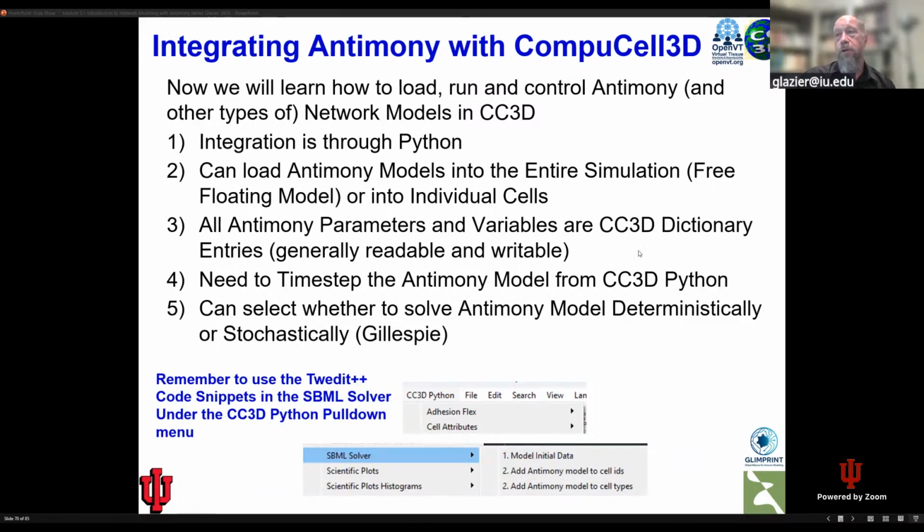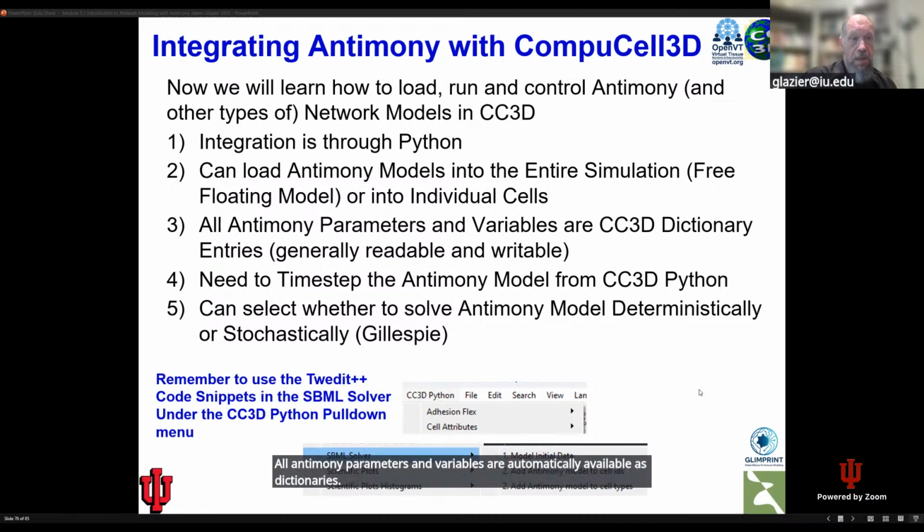All Antimony parameters and variables are automatically available as dictionaries. And so if you're not a Python person, brush up on dictionaries. Everything in CompuCell uses dictionaries. That's how it works. So the dictionaries are critical. Time stepping, you have to do time stepping of the Antimony model. And you have to decide whether you're going to use the ODE solvers or the stochastic Gillespie solvers.